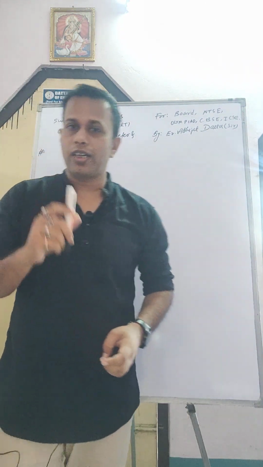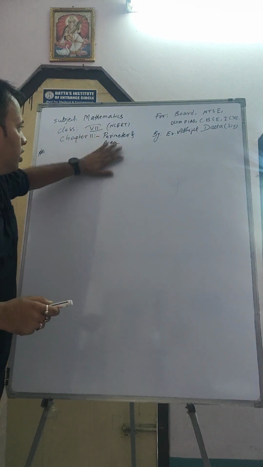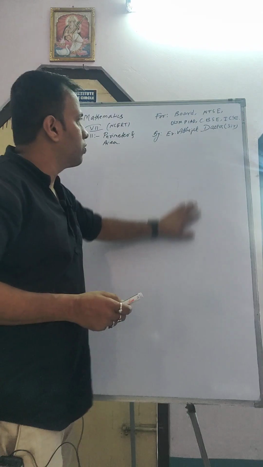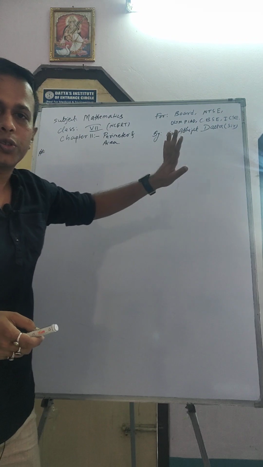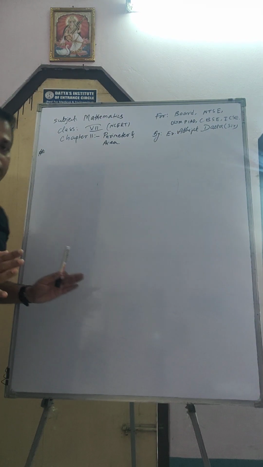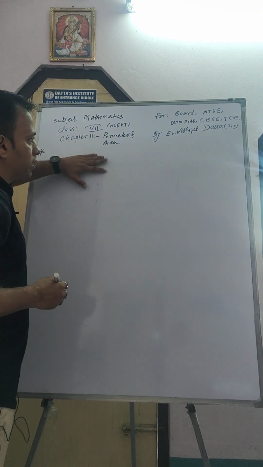So today I will take one class from mathematics, that is from class 7. The chapter is area and perimeter. This lecture will help you for the board preparation, NTSE, Olympiad and CBSE, ICSE also, and state board preparation. So we will do the perimeter and area from the basic level.